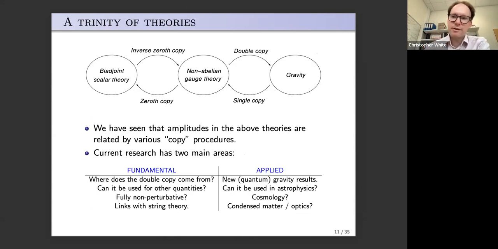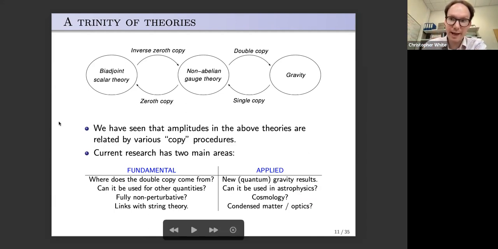So yes, just to summarize what I've said on the last few slides, we have this trinity of theories. If I take non-abelian gauge theory, I can take the double copy of scattering amplitudes and get gravity ones. The opposite is called the single copy for obvious reasons. I could also take the 0th copy to go into biadjoint theory. And then for want of a better term, we call this the inverse 0th copy to go back here. So we have this weird ladder of theories and correspondences taking us between scattering amplitudes.